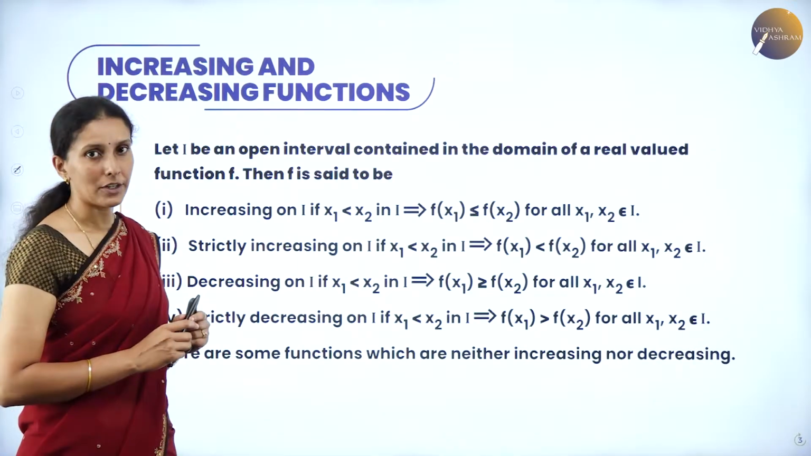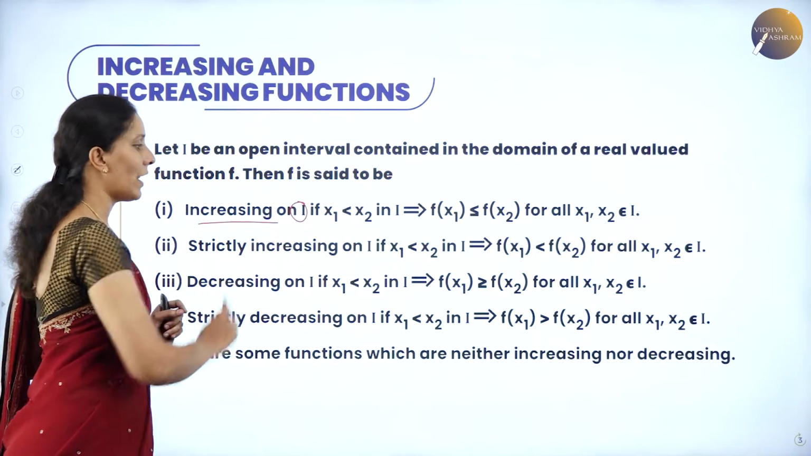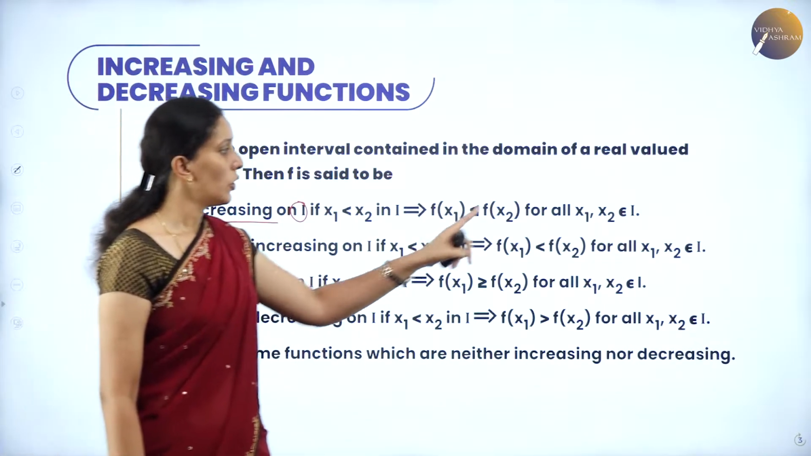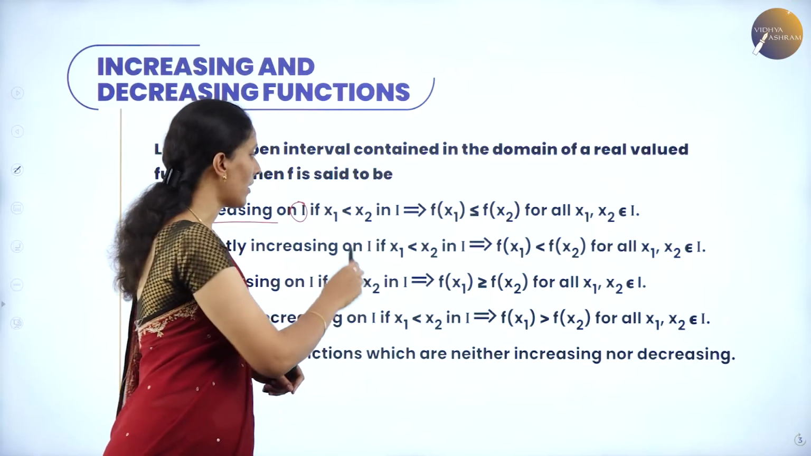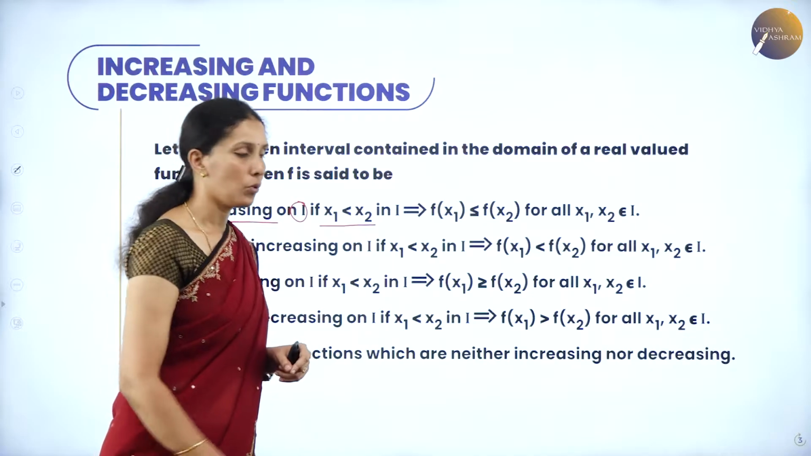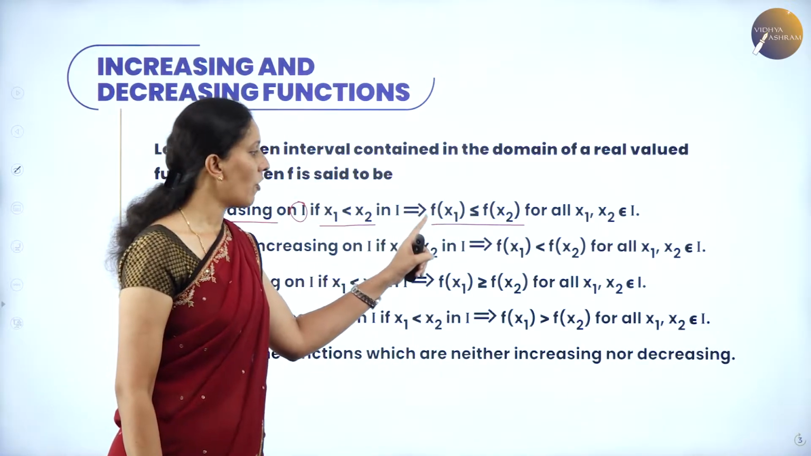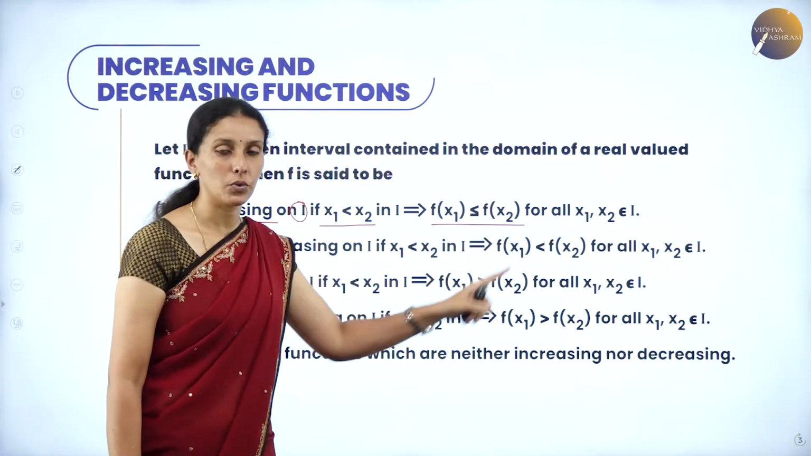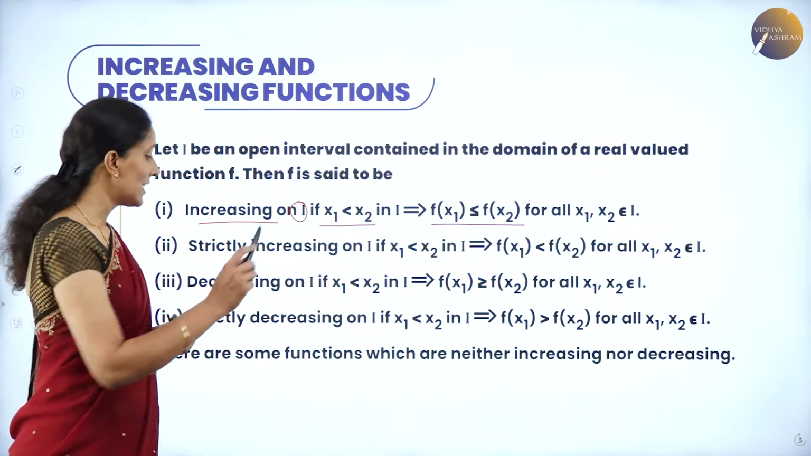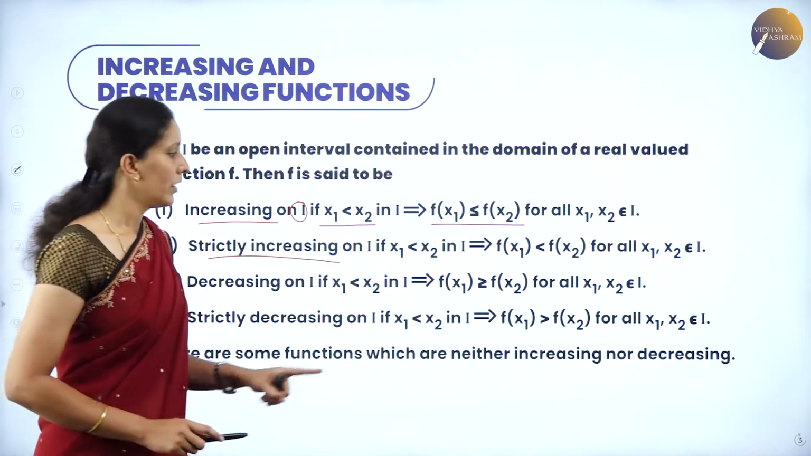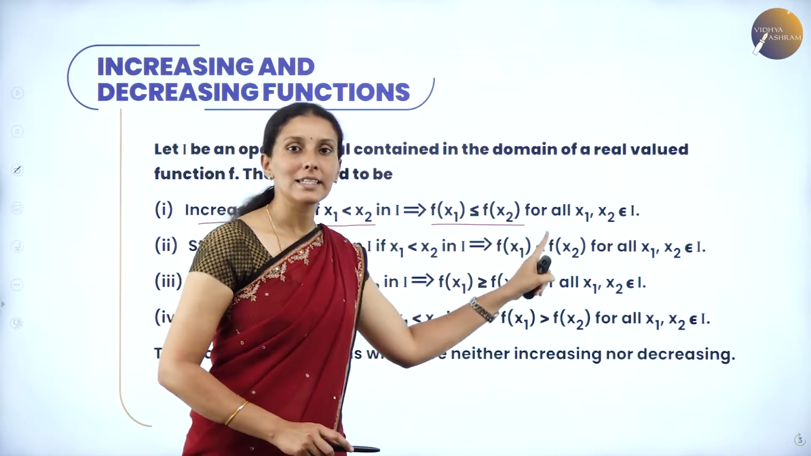Then the function is said to be increasing on interval I if there exist two variables x1 and x2 in the interval such that whenever x1 is less than x2, the functional value is less than or equal to each other. That is, f of x1 is less than or equal to f of x2, then we say that the function is increasing, and we call it strictly increasing if x1 is less than x2 such that f of x1 is strictly less than f of x2.